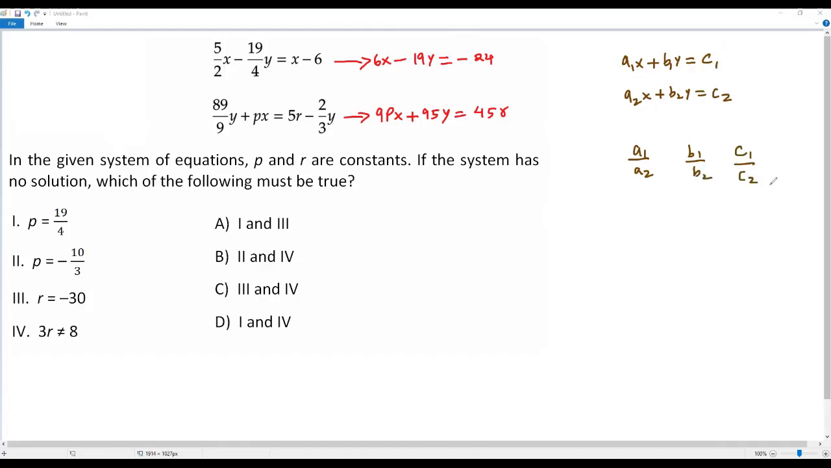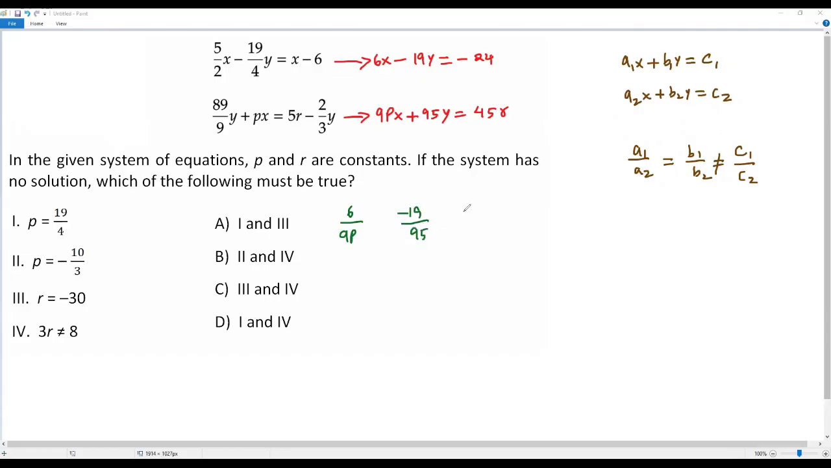If a system of two linear equations in standard form has no solution, then the ratio of the coefficients of x and the ratio of the coefficients of y will be equal, and both ratios will not be equal to the ratio of the constant terms. Now let's apply the same logic to the given system which we have written in standard form. First, the ratio of the coefficients of x is 6 over 9p. And now the ratio of the coefficients of y is negative 19 over 95.